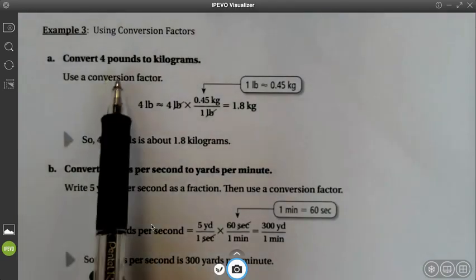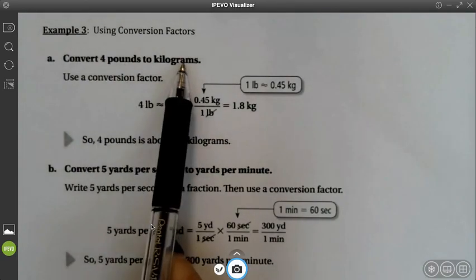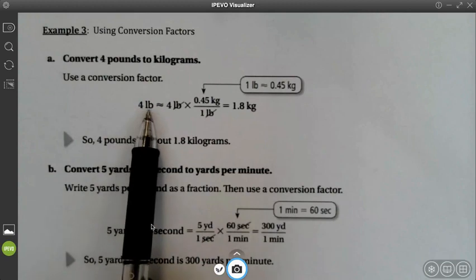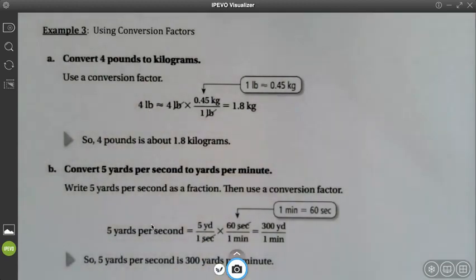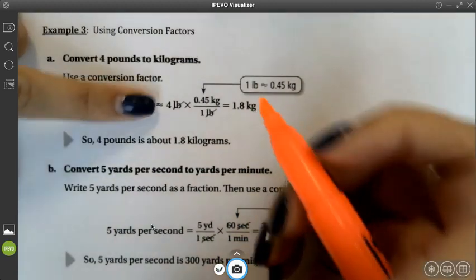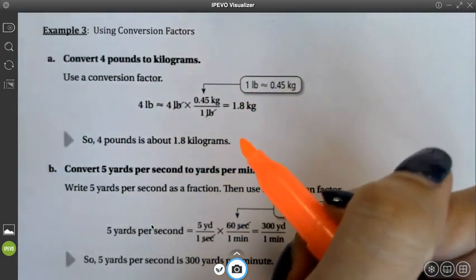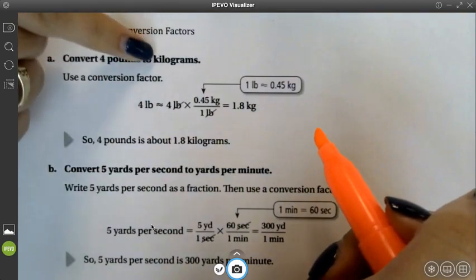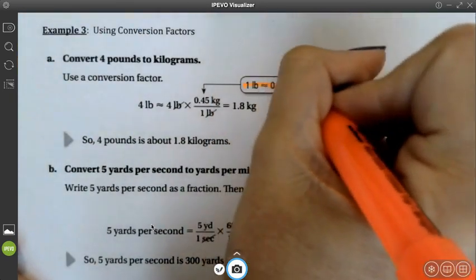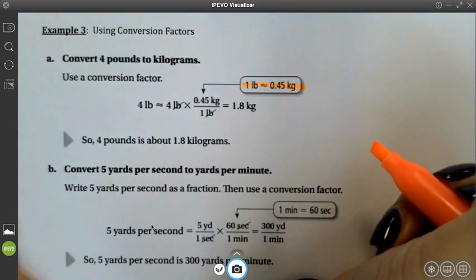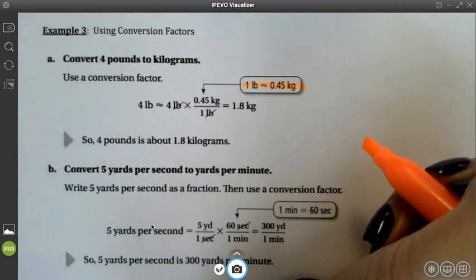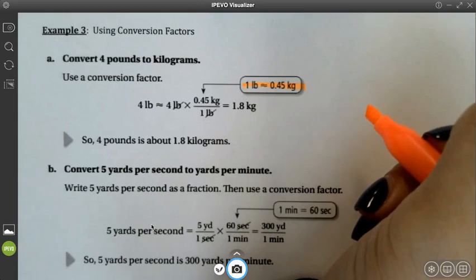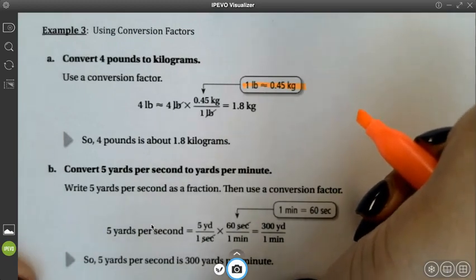So if we wanted to convert 4 pounds to kilograms, we would write out 4 pounds. And we're going to multiply it by the conversion factor that tells us how many pounds are equal to how many kilograms. This is the conversion factor that 1 pound is approximately 45 hundredths kilograms. And you can look these up online or they'll be provided, or it's ones that you'll actually know already, like 12 inches in 1 foot.